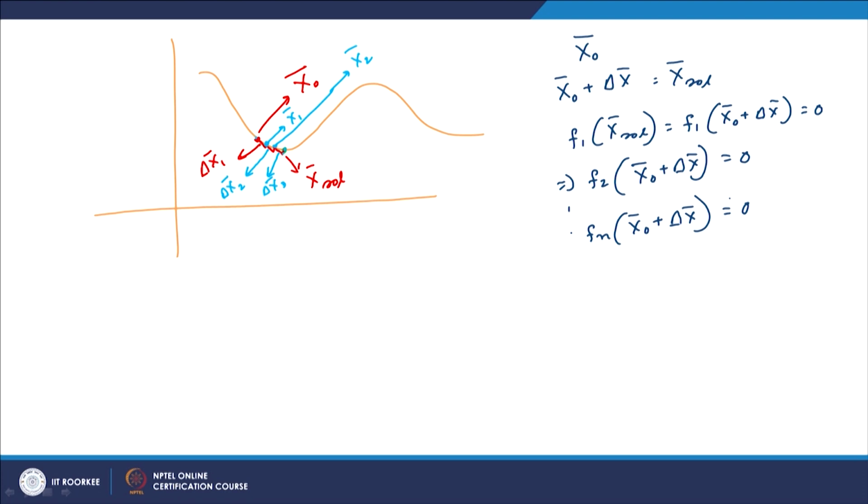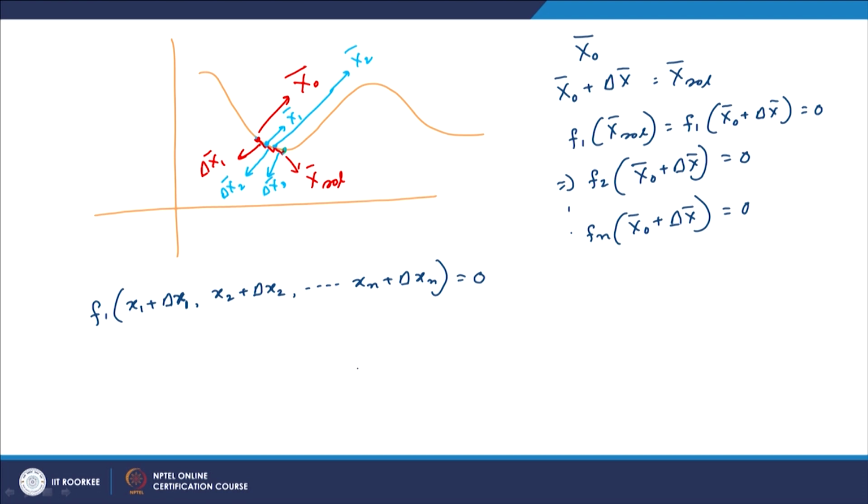Now my objective is to calculate this value of delta x, because we have already assumed x naught, and if I am able to find delta x, then I will simply add this value delta x and find the true solution. So now I have f1, and I am expanding it: x1 plus delta x1, then x2 plus delta x2, and so on, xn plus delta xn is equal to 0.